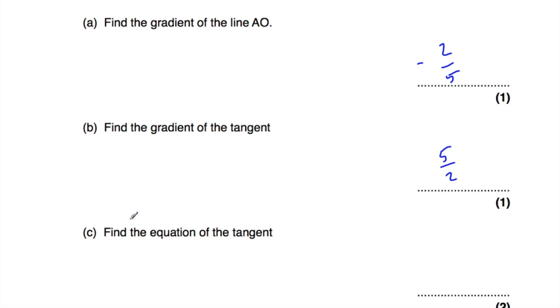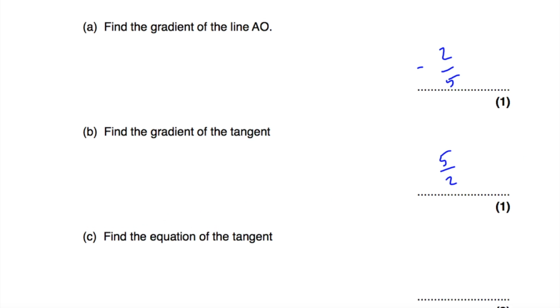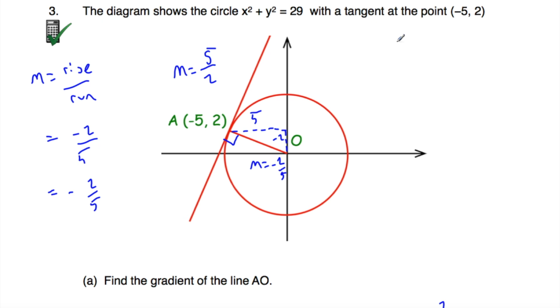And then part C. Part C says find the equation of the tangent. So we want to find the equation of this tangent. We know the equation of the tangent is a straight line, so it's going to be in the form y equals mx plus c. m's the gradient of this line, so it's going to be 5 over 2. y is equal to 5 over 2, or you could use 2.5 if you wanted to, x plus c.